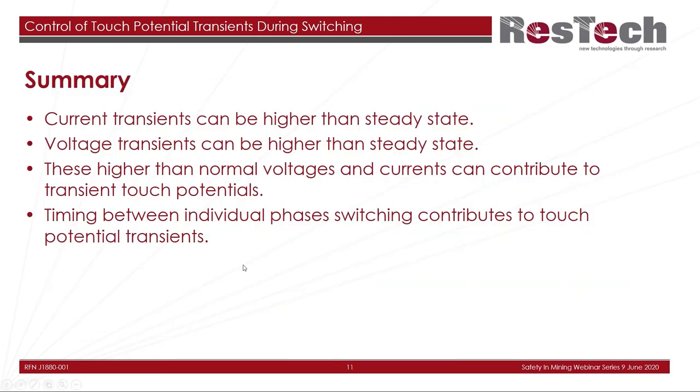So some of the take-home messages from here is the current transients can be higher than steady state. We saw that even in the simple one. Similarly, the voltage transients can also be higher than the steady state. And also these higher than normal voltages and currents can contribute to touch potentials. We see also that the timing between individual phases of switching also contributes to touch potential transients.